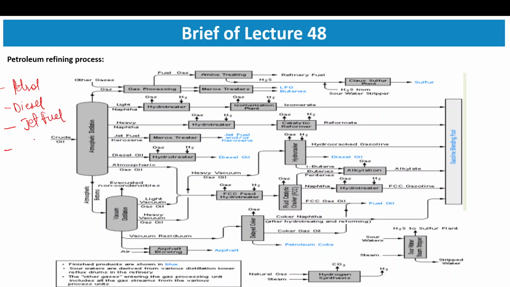Then you generate n number of other products in the form of coke, which is the byproduct. Then you have light vacuum oil, for example. So that is a very high carbon chain, which is further sent to fluidized catalytic cracking, where you provide hydrogen and catalyst so that it is further converted into gasoline product.